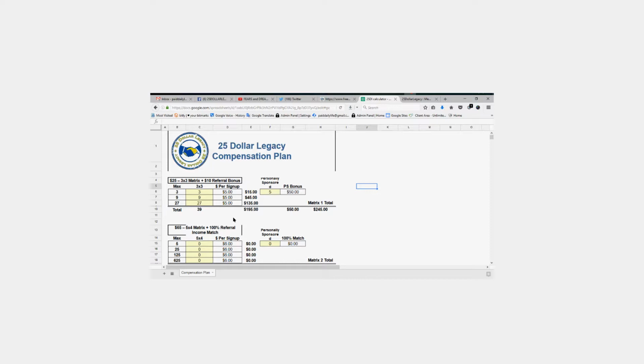Now, before you even get to a full 3x3, your goal is, as soon as you make $65 in profit in a 3x3, to immediately jump into the 5x4. Why are we urging you guys to do this? Well, here are the two things. Number 1, whoever you sponsor can pass you. Keep that in mind.